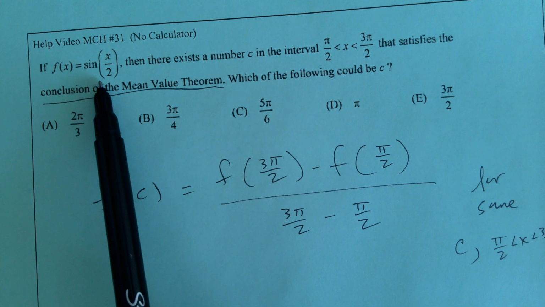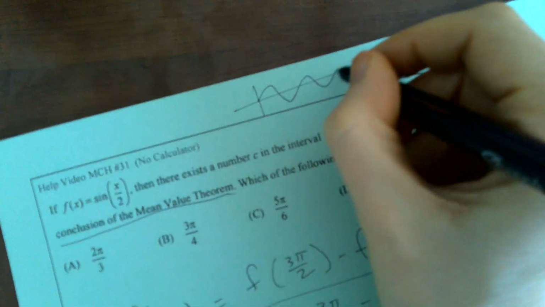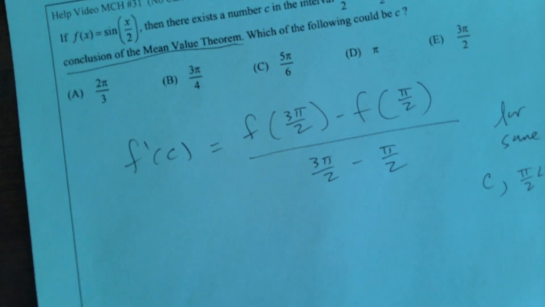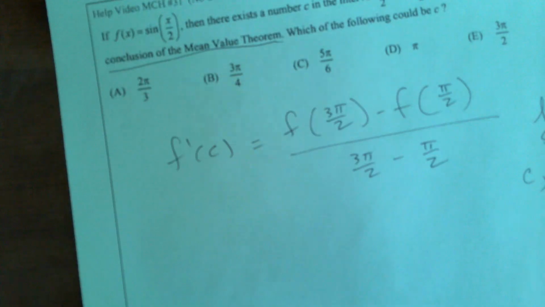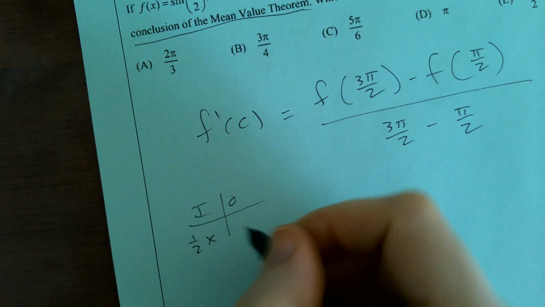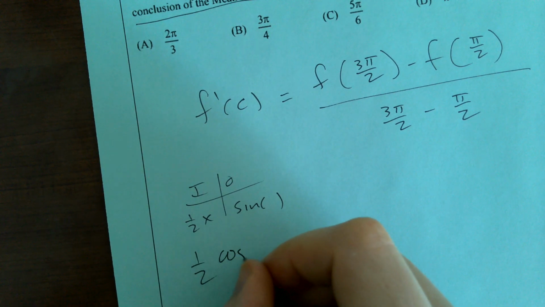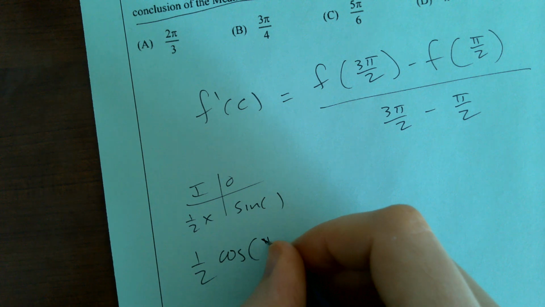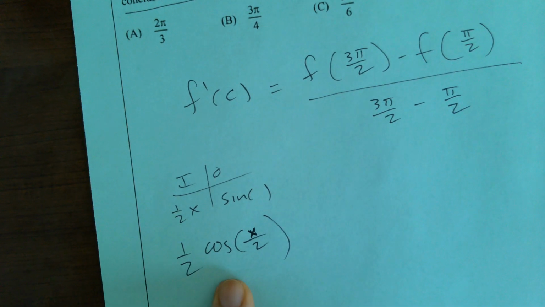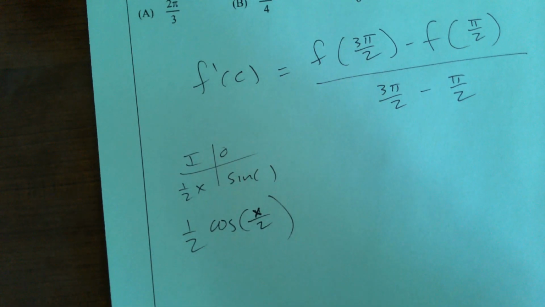And this sine, guys, if you just imagine a sine curve, that is continuous and smooth, so differentiable. Okay, so I've got to find the derivative. Inside, outside: the inside is 1/2 x, the outside is sine, so 1/2 cosine of x over 2. All right, so that's the derivative, and then I've got to set it equal to the average rate of change.